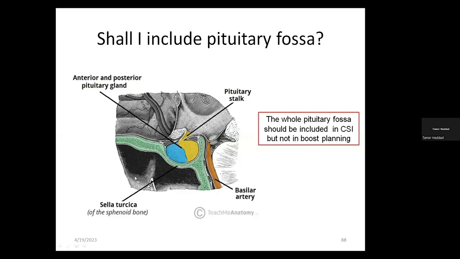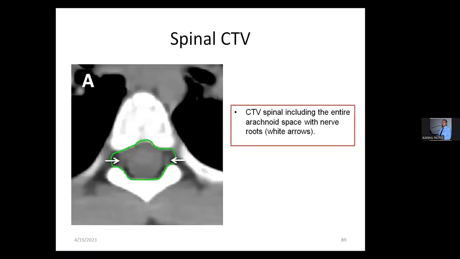Shall I include the pituitary fossa in CSI planning? Yes, you have to include the pituitary fossa in the CSI, but not in the boost planning. So don't think that I will not include it in CSI because of the boost. You have to include the pituitary in CSI, but in the boost planning you should not include it.